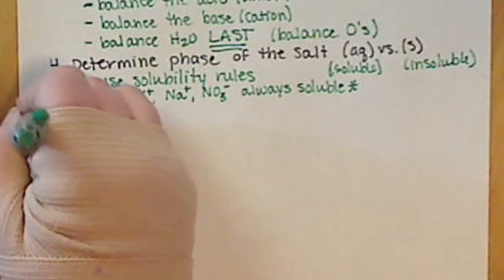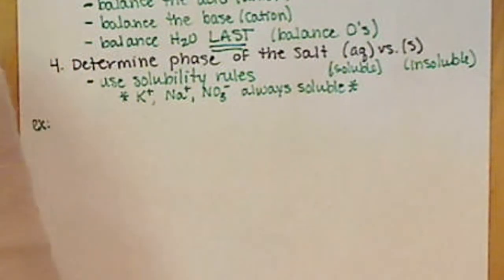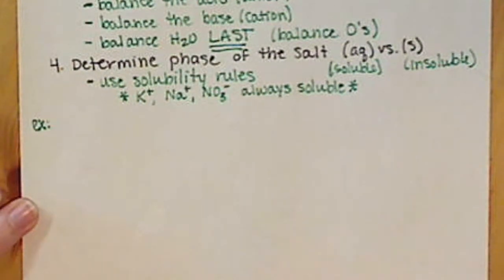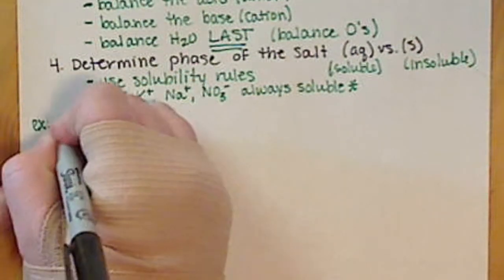All right, so let's work through. We're going to do two examples. So let's look at what is the full balanced neutralization equation of hydrogen iodide and sodium hydroxide.